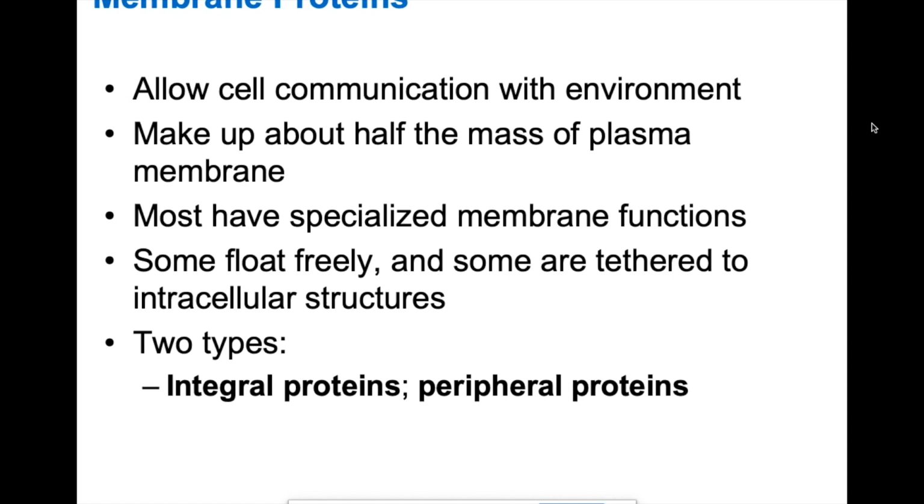Like I said earlier, they can be embedded in or just partially stuck into the membrane to serve different functions. Most of them have a very specialized function within the membrane. Some of them are free floating and they just stay in close association with the phosphate heads on either side of the membrane. Some of them are tethered and actually embedded into the structure of the membrane itself. There are two different types we're going to talk about: integral proteins and peripheral proteins.